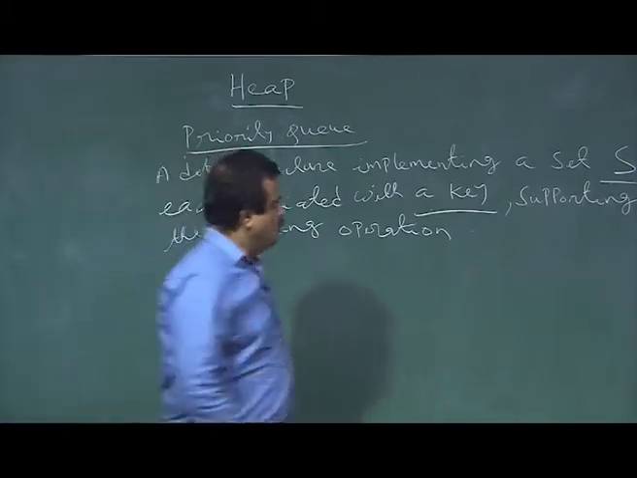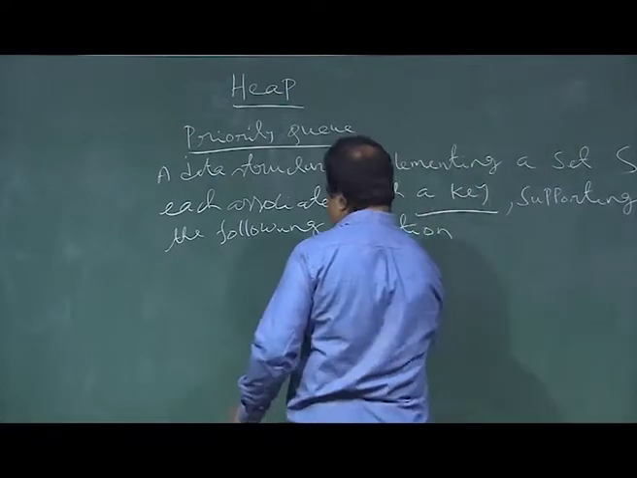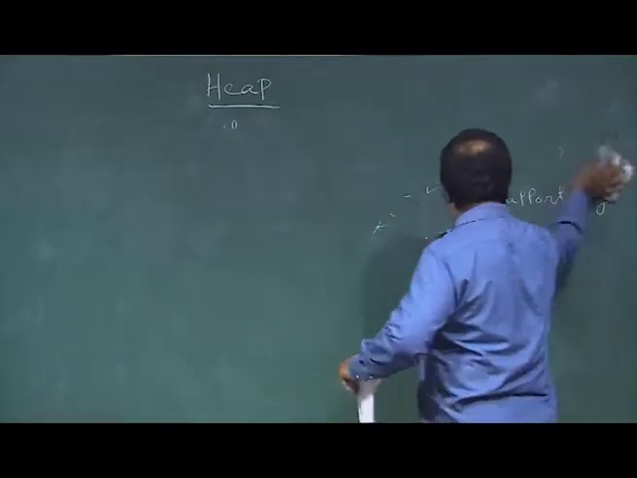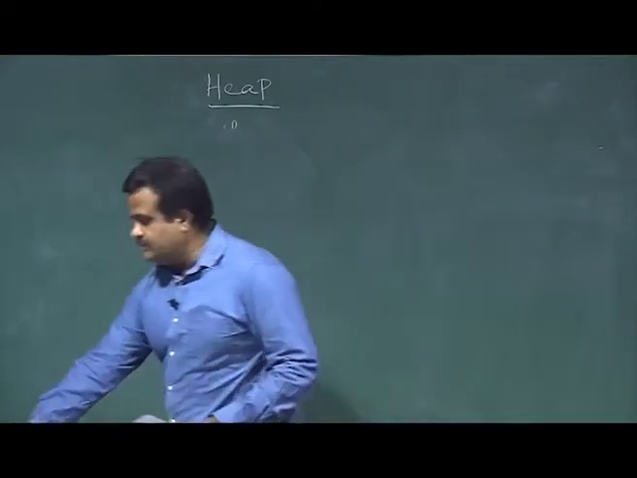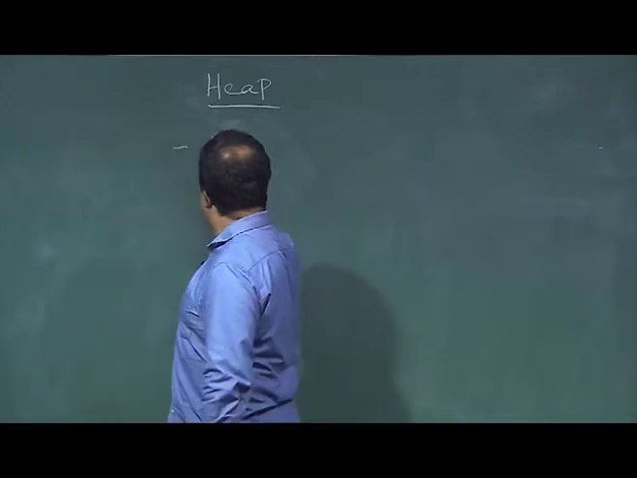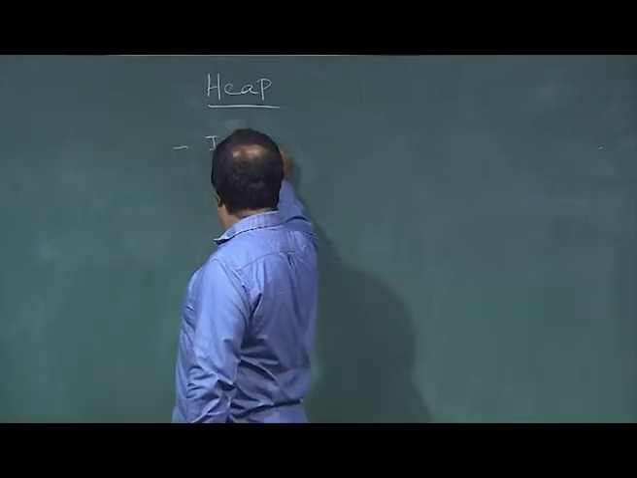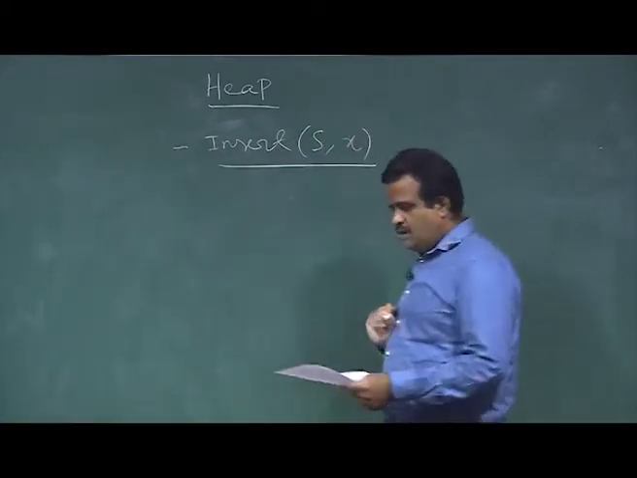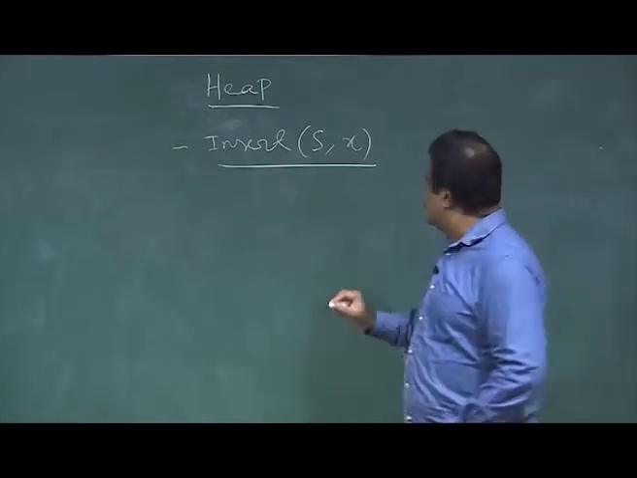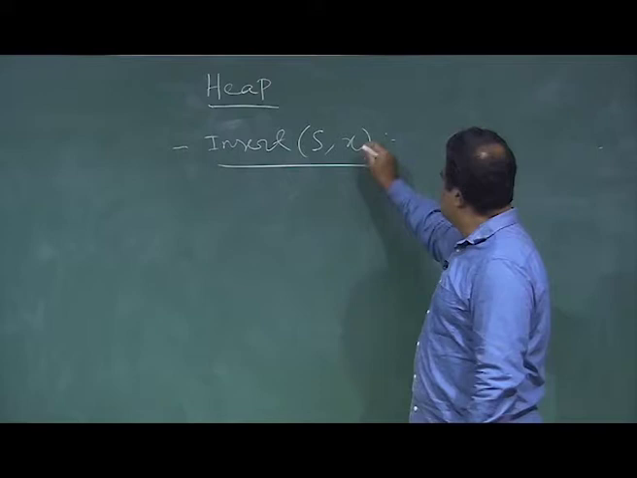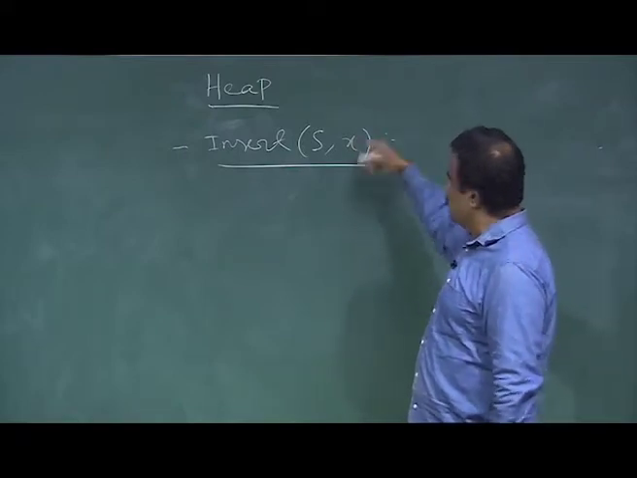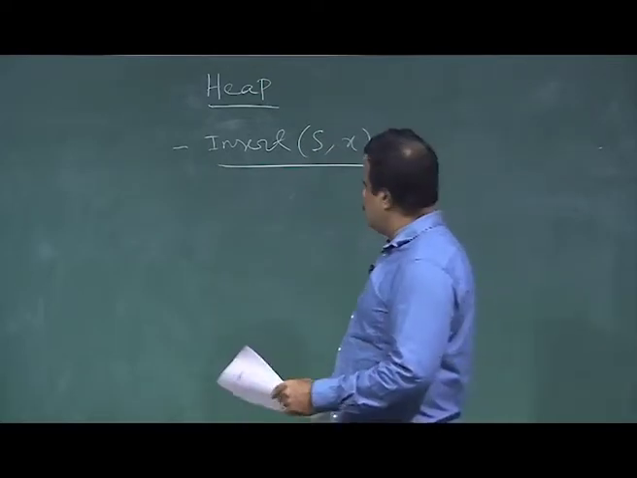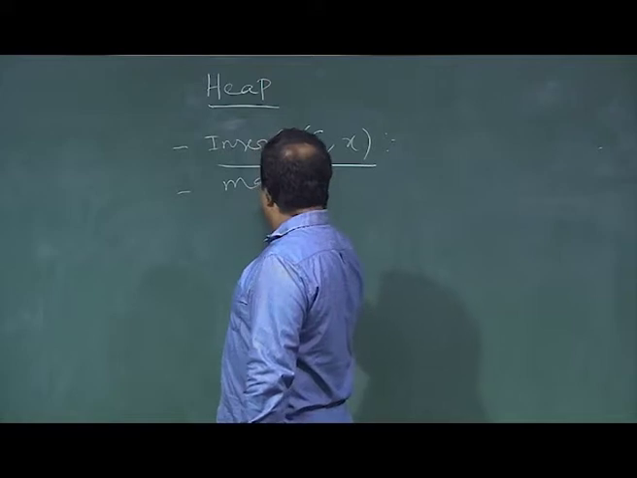So this is the S set. The operations are basically insert. We should be able to insert an element in S. So we insert X into S: a new record, with some key value in X. This is the insert operation, and there is a max operation, max of S.